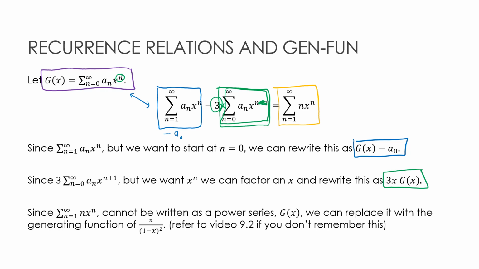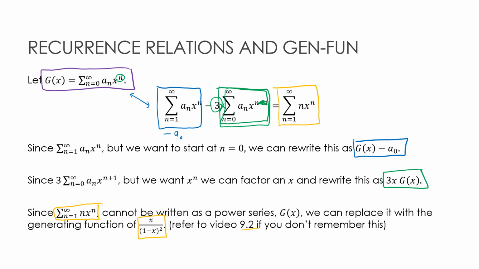Now for the yellow one, unfortunately there's nothing I can do in terms of g of x because it doesn't really match up. I don't have an a sub n, I have n. If you'll recall, back to the section 9.2 video, when we first learned all about generating functions, I'm not going to go through the math on that one, but this guy can be written as the generating function x divided by 1 minus x quantity squared.